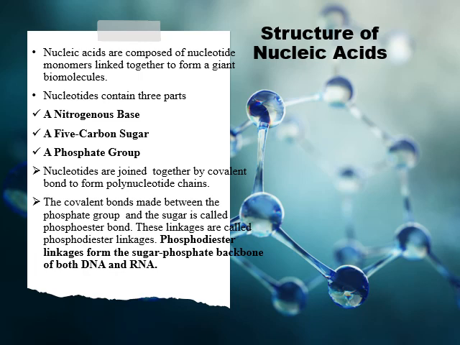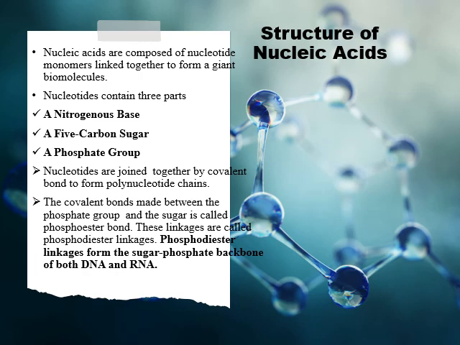Now, the two nucleic acids have a composition of structural nucleotide monomers, which are linked together to form giant biomolecules. This nucleotide contains three major parts, which are a nitrogenous base, a 5-carbon sugar, and a phosphate group.